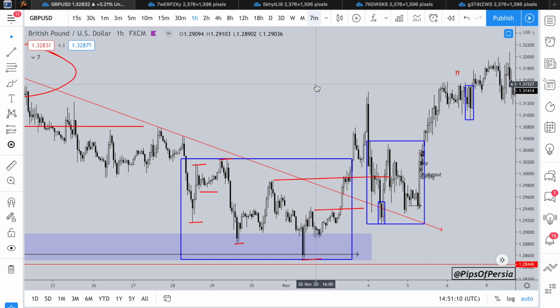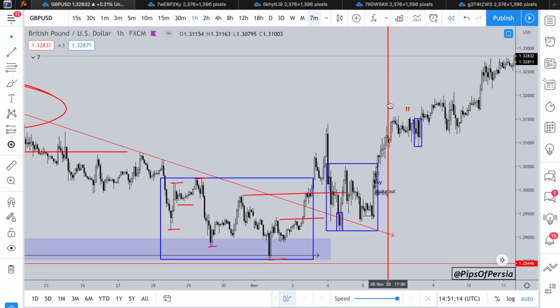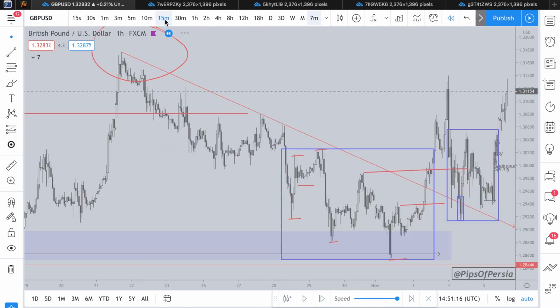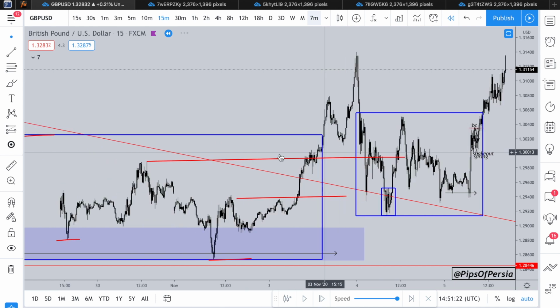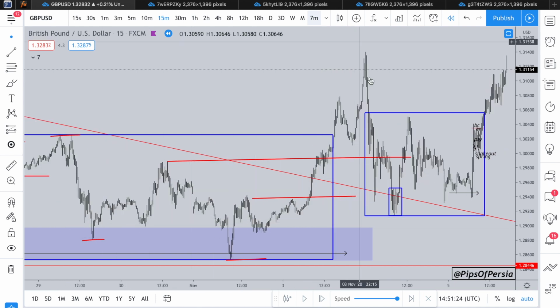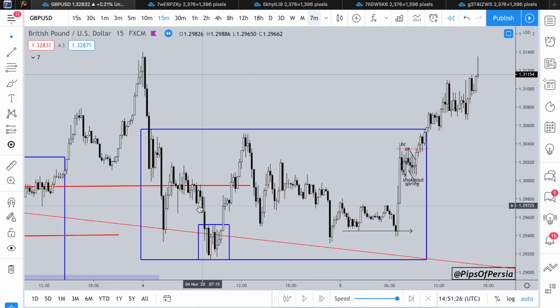As if that wasn't enough, this is where on the lower time frames, the market started to reaccumulate and even accumulate on a lower time frame for you to again have multiple other entry opportunities. The bigger accumulation, break of structure, move down, another accumulation.